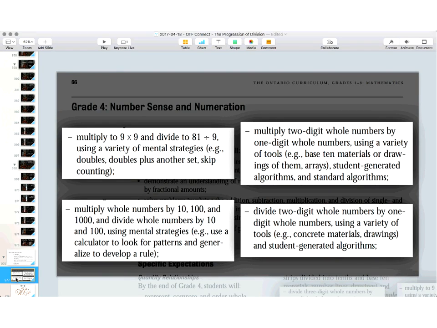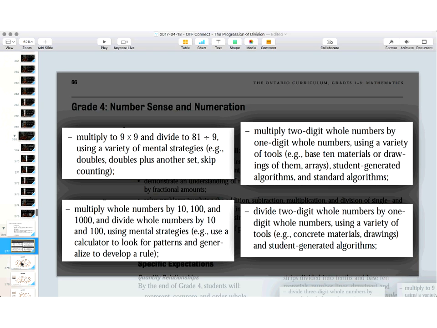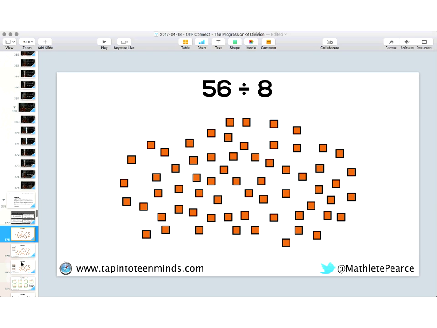And then we talk about student-generated algorithms. Above, with multiplication, they talk about student-generated and standard algorithms. So there's a distinction there. In grade 4, we're not really asking students to come up with long division or anything like that, but to be able to do something like the flexible division algorithm, because they understand the idea of repeated subtraction, is probably a great idea.